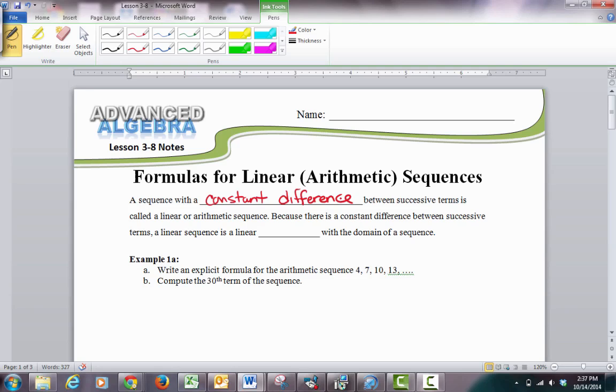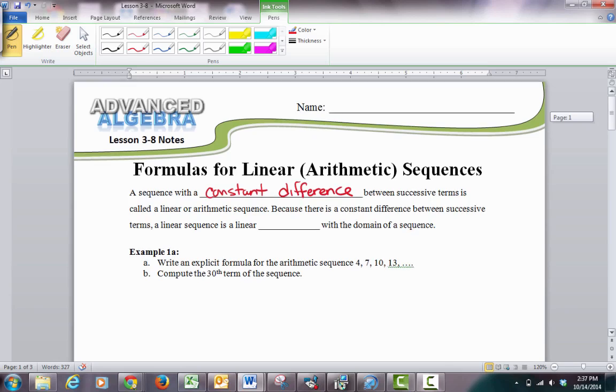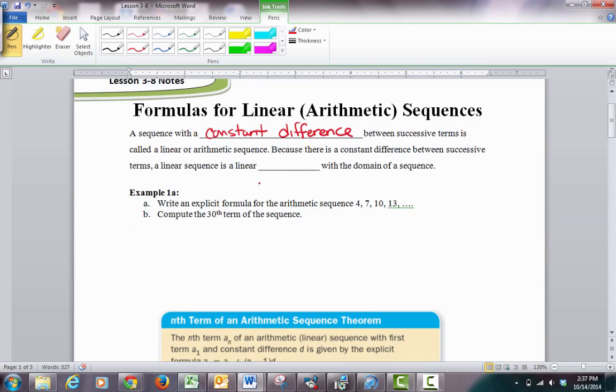Between successive terms is called a linear or arithmetic sequence. Because there is a constant difference between successive terms, a linear sequence is a, this should just say, I'm not sure what I was going to say right here. I put something else. I'll come back to that in a few minutes. Sorry about that. I just realized I wrote linear sequence again. That was not what's supposed to be there. Okay, so we'll come back to that.